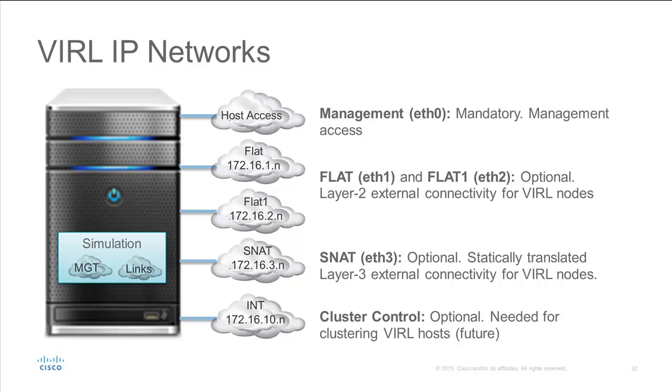And then the fifth interface is for cluster control or inter-networking. This is going to be used for a future capability where you can perhaps use multiple compute nodes in a VIRL installation. Now those are all subnets that span from inside to outside of VIRL, but there are a number of networks inside as well. So for a given simulation, you can have a management network, and then, of course, the data plane links that go between the VIRL nodes, and we're going to talk a little bit more about those later.